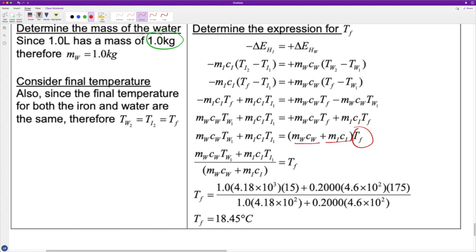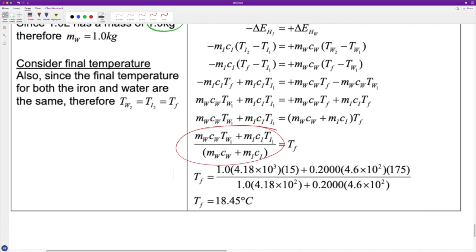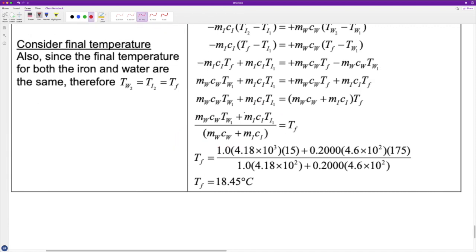MWCW plus MICI combined. Next step is I'm going to take this entire factor and divide both sides by it. So I end up getting this rather intense algebraic expression. These are the most challenging of the questions here. So when we substitute the values in and go through all the math, we end up getting a final temperature of 18.45 degrees Celsius. And this is both the final temperature of the iron and the water.